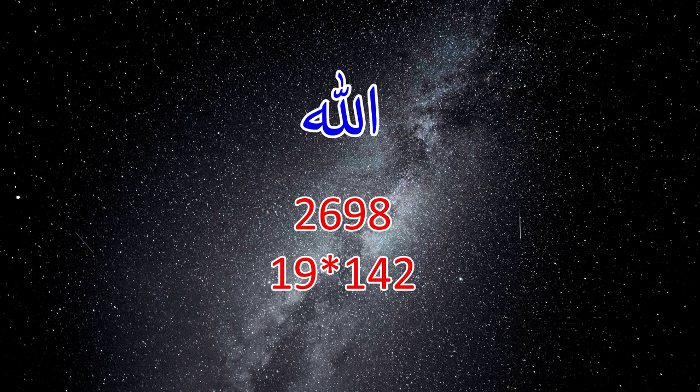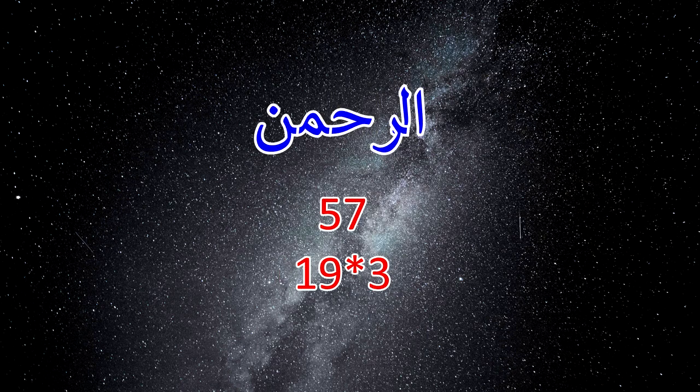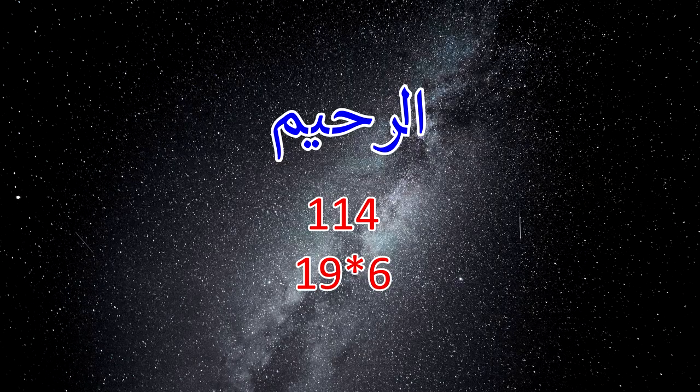The second word is Allah, which means God. This word occurs 2698 times, which is 19 times 142. The third word is Ar-Rahman, which means the merciful. This word occurs 57 times, which is 19 times 3. The fourth word is Ar-Rahim, which means the compassionate. This word occurs 114 times, which is 19 times 6.